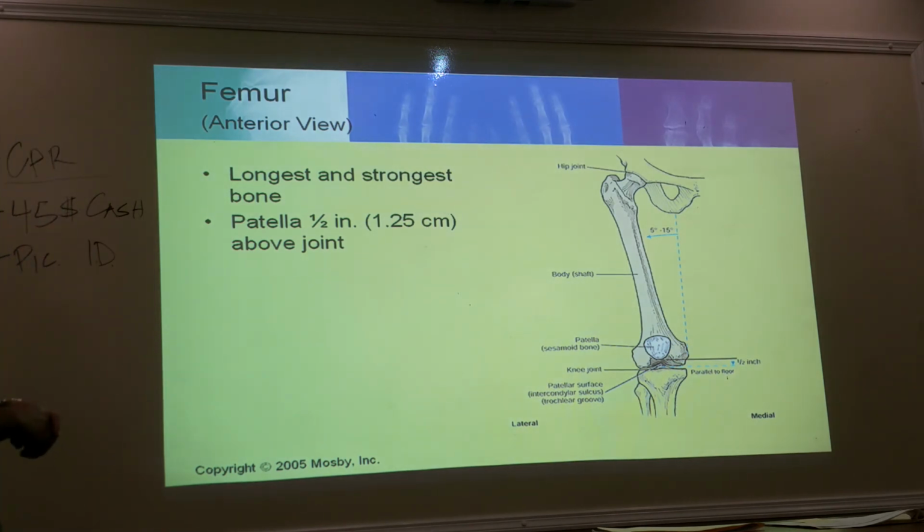So is that the reason one of the condyles is lower than the other? Right, exactly. Because of the angulation. Exactly. Yep. Okay. All right.